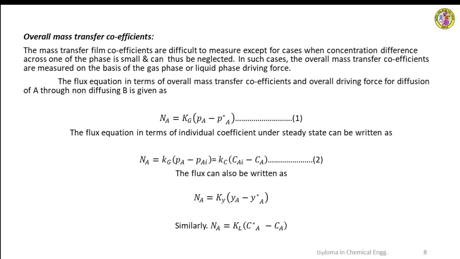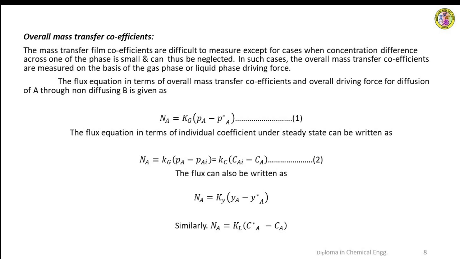Okay. So now let us write down the flux equation in terms of individual coefficients for the same case and try to get a relationship between this overall coefficient and the individual coefficients. For the given case of steady state diffusion of A through non-diffusing B, the flux equation including the individual coefficients will be like this: Na is equal to Kg into Pa minus Pai. So this equation gives you the rate at which the diffusion occurs within the gas phase from the gas phase bulk concentration to the interface concentration.